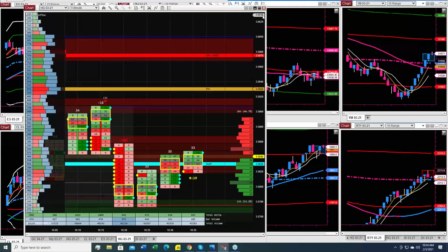Seriously. Copper looks like a long off VWAP. I never really traded it either until I started watching this price action, Greg.